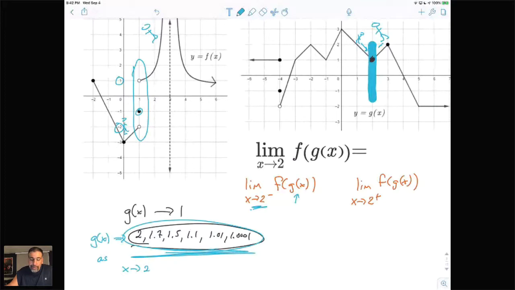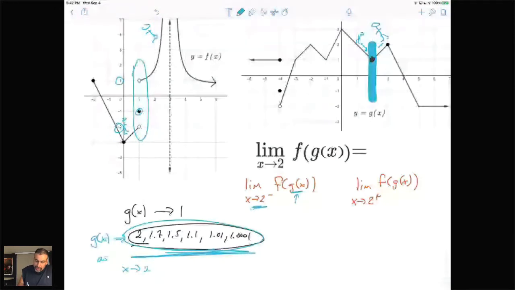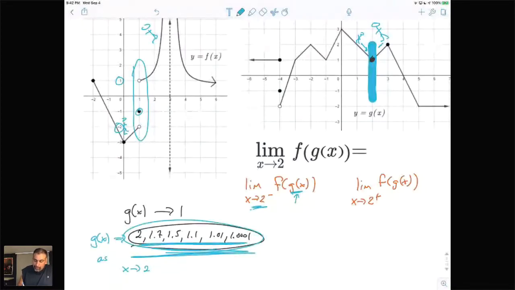We've got to go back to our left and our right-hand sides. This one's very tricky, though, because regardless of coming from the left or the right in the inside function, g is following this pattern. So when we come from the left, we're going 2, 1.7, 1.5, 1.1, 1.01, 1.001. And when we're coming from the right, we're following the same thing. So both of these get mapped onto this path. As we come from the left, we're on this path, which gives us a y value of 1. And when we come from the right, it gets mapped onto the same value as well. Since our left side and our right side are equal, both of these are going to be 1.